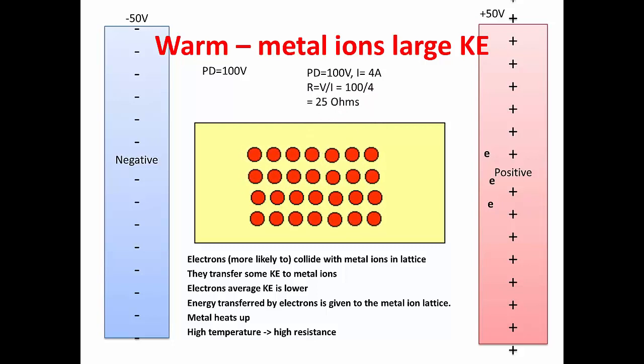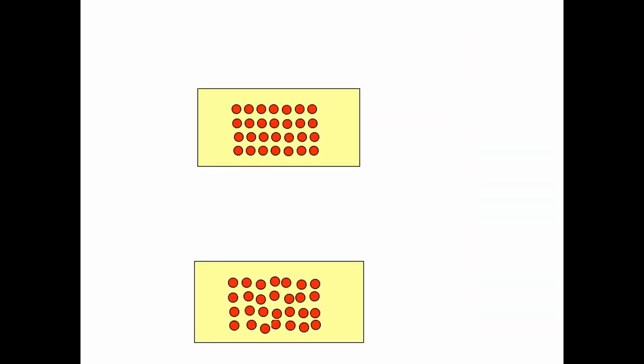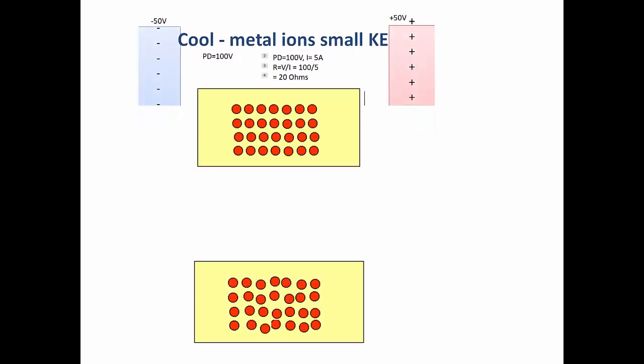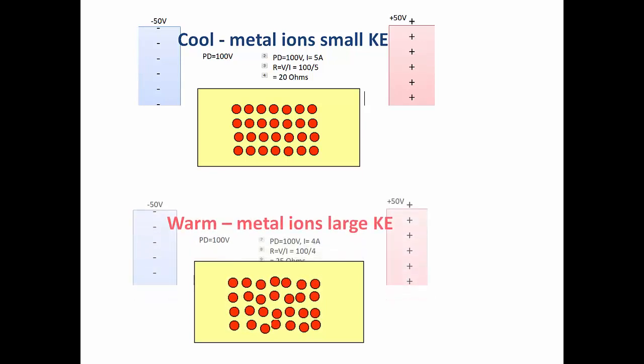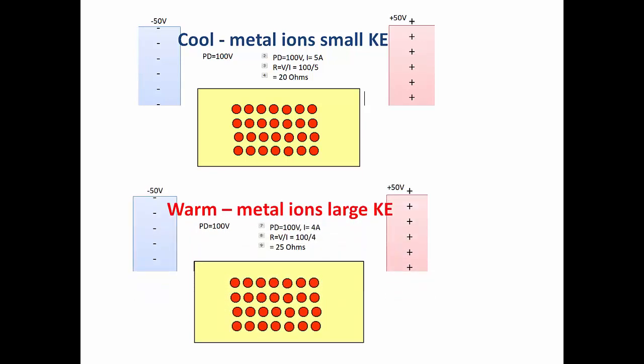Now, how does that compare to what we had before? So before we had a resistance of 20 ohms when the particles were not moving very much. And in this case, we have 25 ohms. So by having a hotter metal, it means that the resistance is going to be greater because you're reducing the mobility of the electrons.